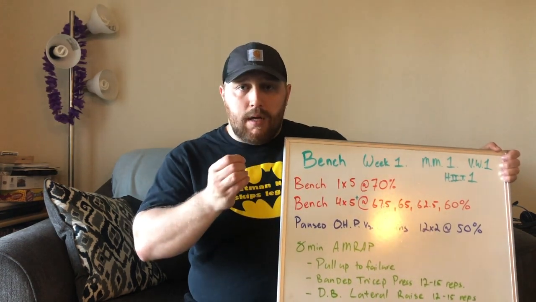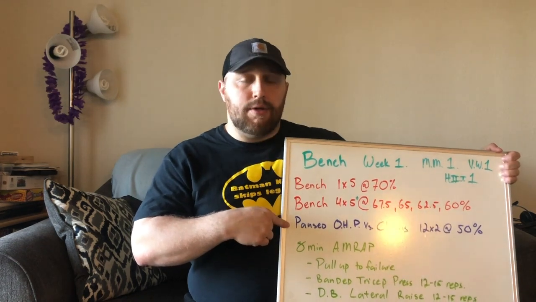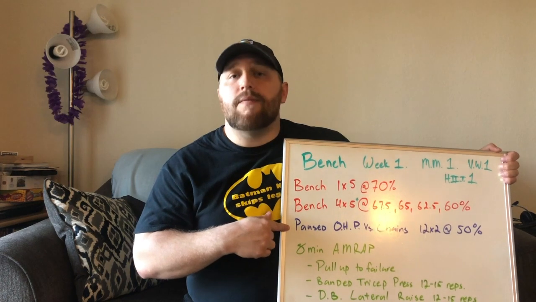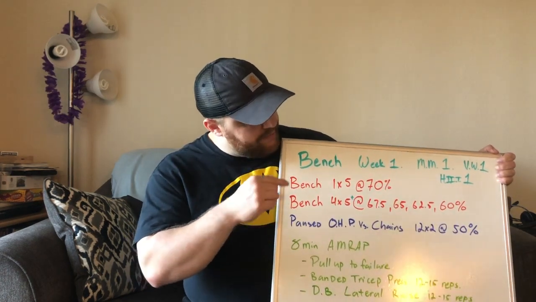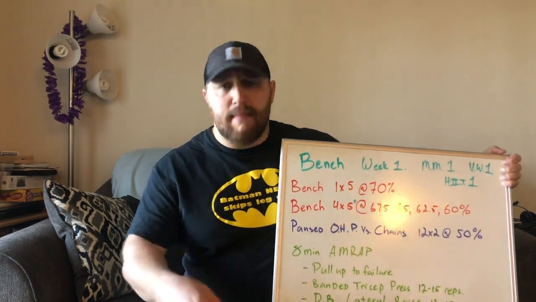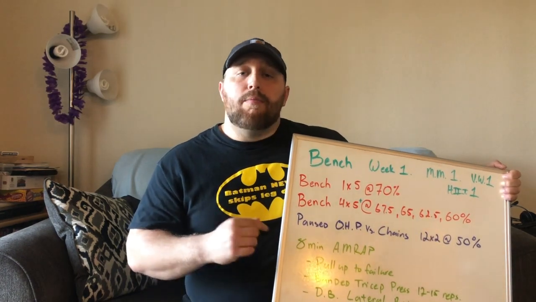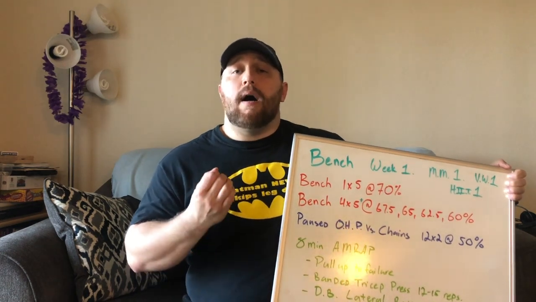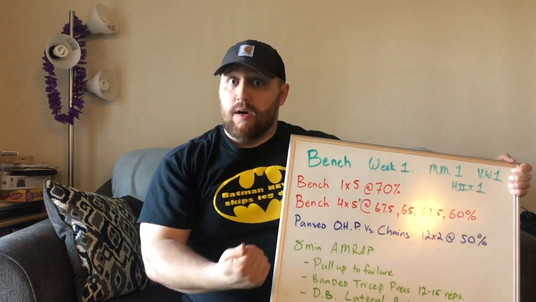Next, option one on our speed volume work is paused overhead press versus chains. If you don't have chains, you can just do the paused overhead press, that's fine as well. I like to add chains on my speed work. Option one, we have 12 sets of 2 at 50% of your overhead press max. The goal isn't that the whole movement is fast. Since we're doing a paused overhead press, after you break that pause, we're going to be working on the speed there.